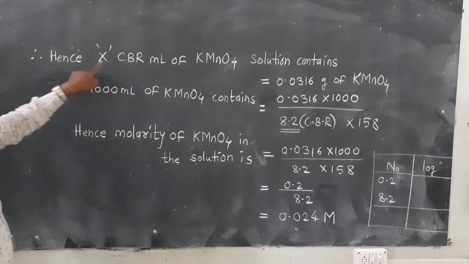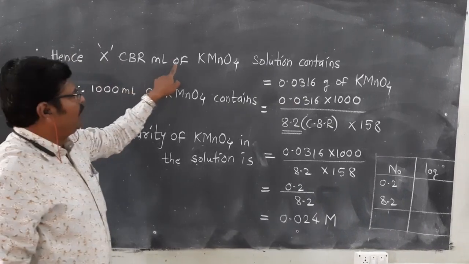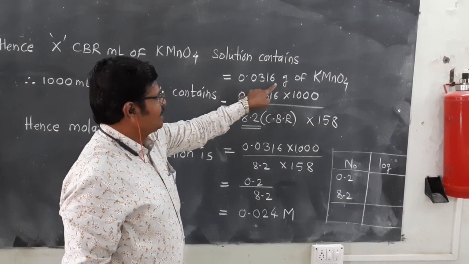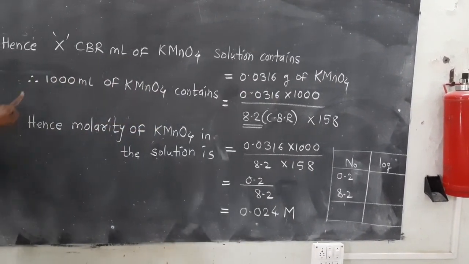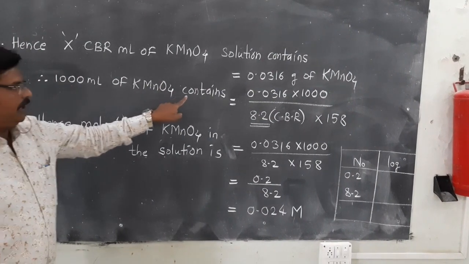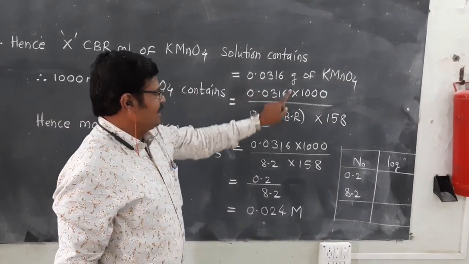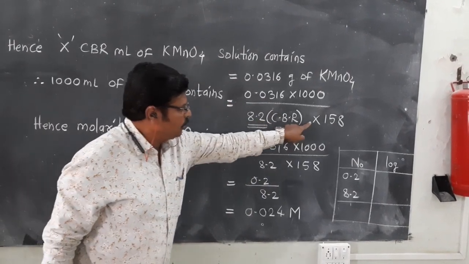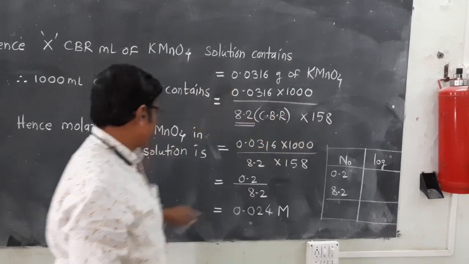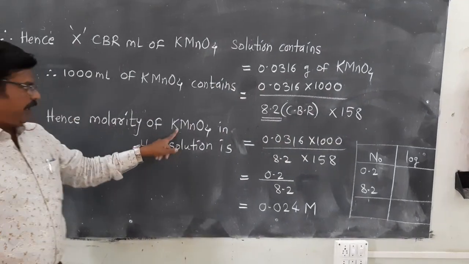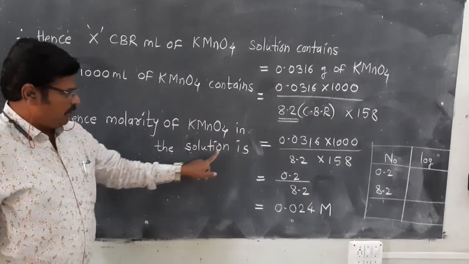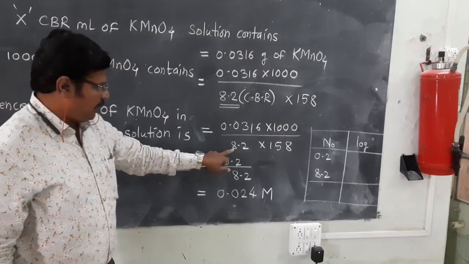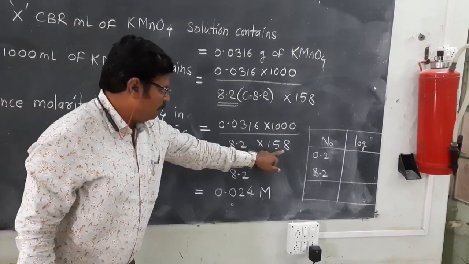Hence, CBR in ml of KMnO4 solution contains 0.0316 gram of potassium permanganate. Therefore, 1000 ml of KMnO4 contains 0.0316 into 1000 divided by our CBR, 8.2. Hence, the molarity of KMnO4 in the solution is 0.0316 into 1000 divided by 8.2, which is our CBR, into 158.